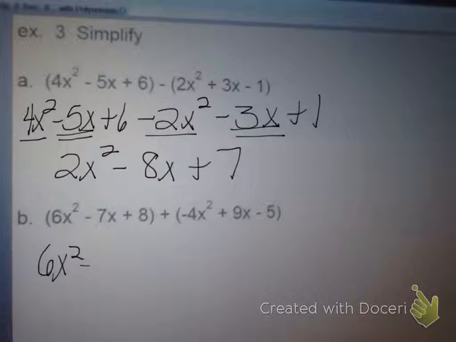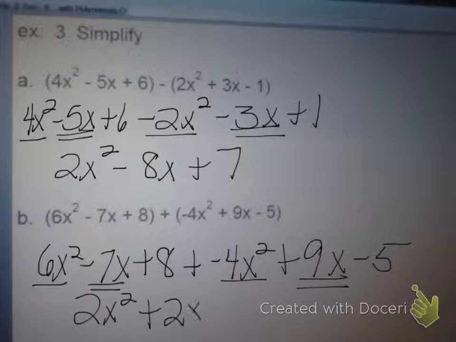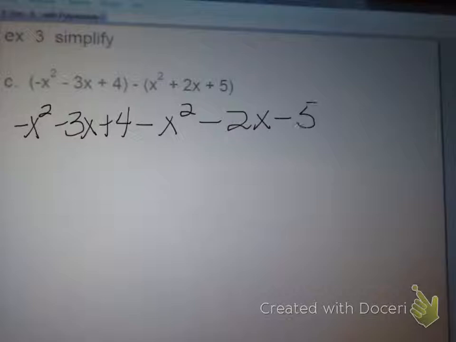Example B, we have to just rewrite the polynomials without the parentheses. There's both positive signs in front, so we just drop the parentheses. And then combine like terms. Example C, drop the first parentheses, copy it down as is. The second parentheses, we have to distribute the negative out. Then combine like terms.